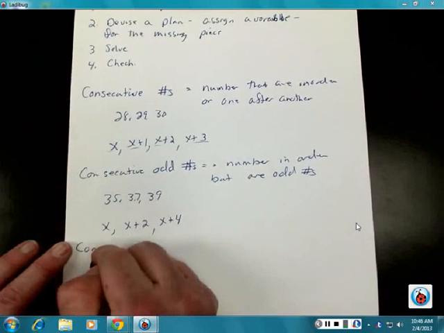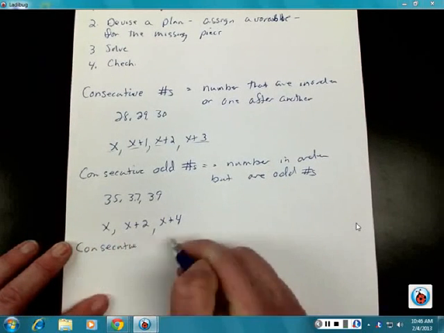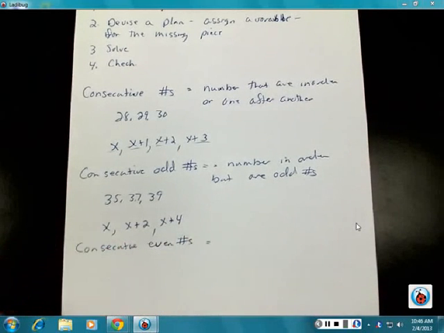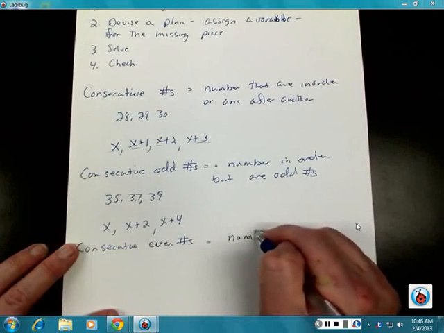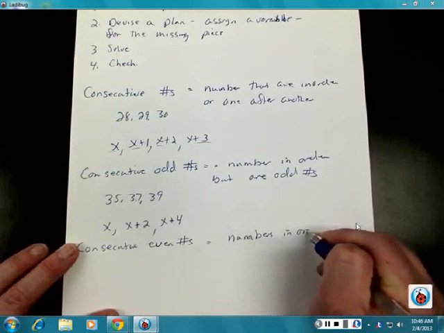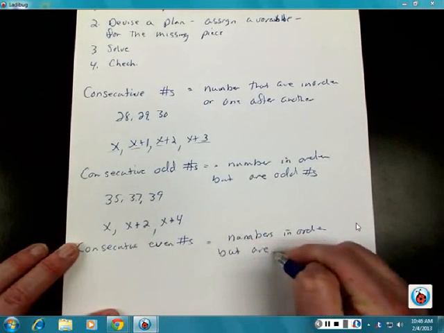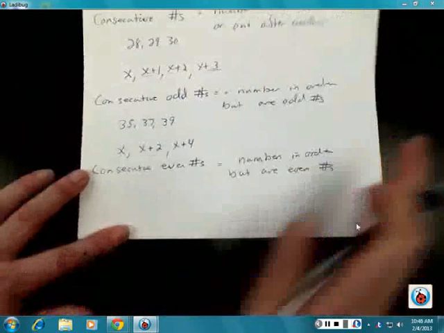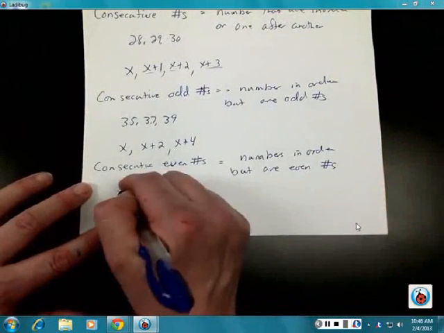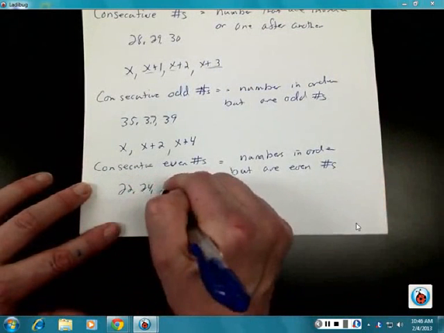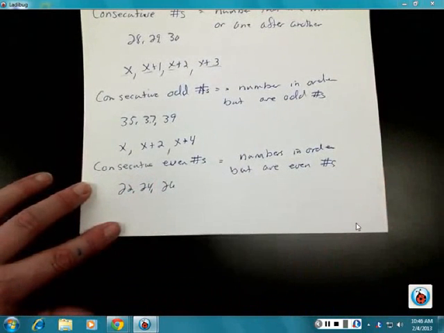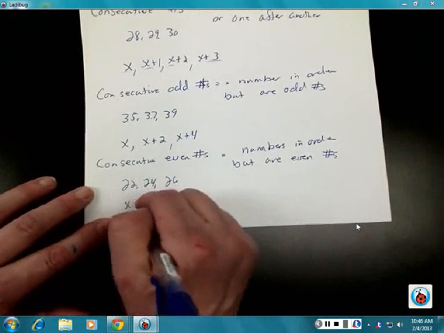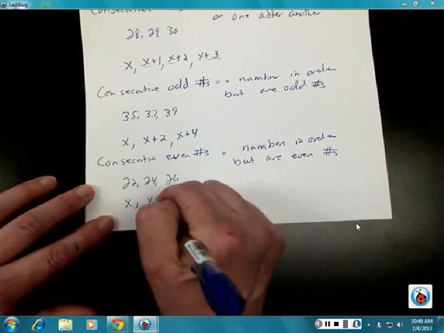Then the last one is consecutive even numbers. So what about those? So they're still numbers in order, but are even numbers. So what's an example of some even numbers? Give me 3 of those. 4, 6. 22, 24, 26. Okay. So how do I get these guys? If the first one is x, how do I get the second one? X plus 2. How do I get the third one? X plus 4.